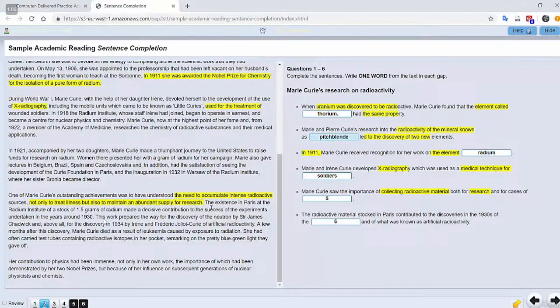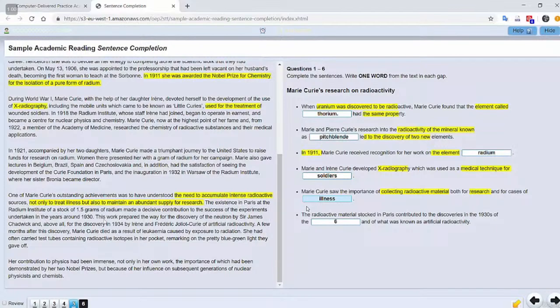But again, we're playing around with reversal. Right? So here we have the first one, research, but here in the sentence they mention it as the second one. But it says what? Not only to treat illness, but also to maintain research. So one thing is research, the other one is illness. But in the passage, they mention illness, then research. In the sentence, they mention research and then illness. Now, if I want to, I can just type the word illness there. I don't have to copy and paste. I could just type it there. Okay.